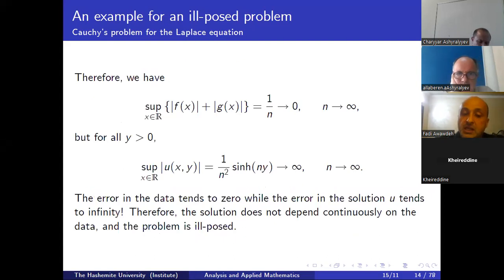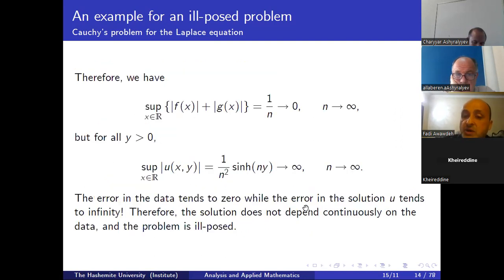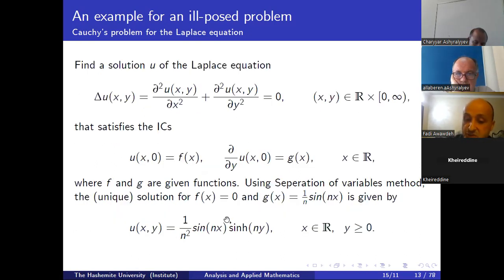Now, if we look at F and G as two inputs, sometimes we don't have these inputs exactly, and we need to measure them using some instruments. So here F is 0, and G is 1 over n sine nx, which is less than 1 over n. So the maximum error in F plus G is 1 over n, which goes to 0 as n goes to infinity. But if you look at the solution, this is the solution here.